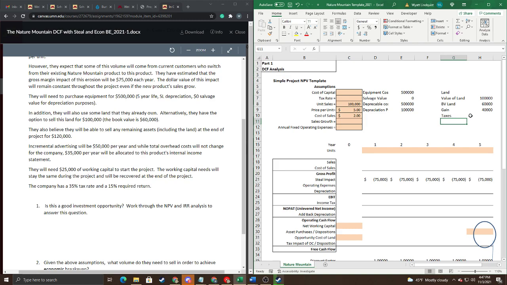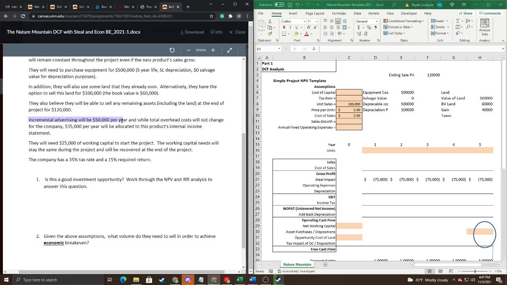So now they also believe they will be able to sell any remaining assets, including the land, at the end of the project for $120,000. All right, that makes sense. We'll just write that down. Ending sale price, $120,000. And then incremental advertising will be $50,000 per year, while total overhead costs will not change for the company. So incremental advertising is going to be a fixed operating expense.